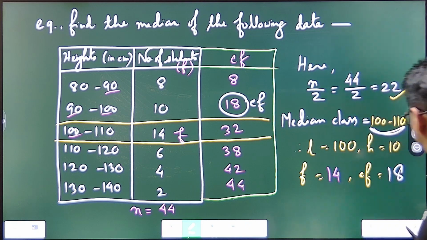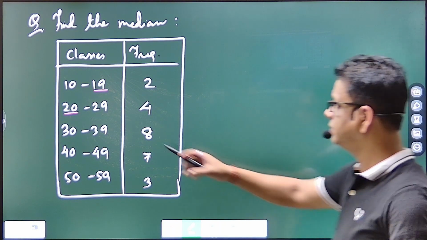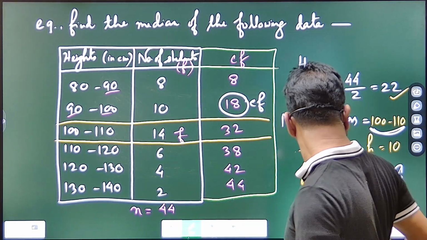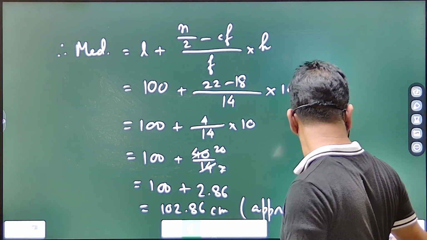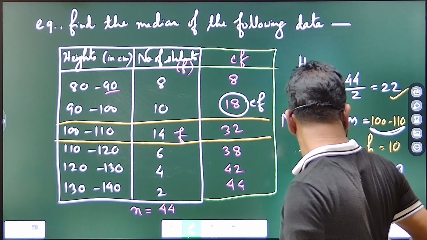So in this question, the classes are not continuous. What is there? 10 to 19 and 20. So this is 19 and here 20. Tell me what exactly you need to do now? Make it continuous, of course, but how? Yes, good. So 0.5. Why this 0.5? Why not another number?